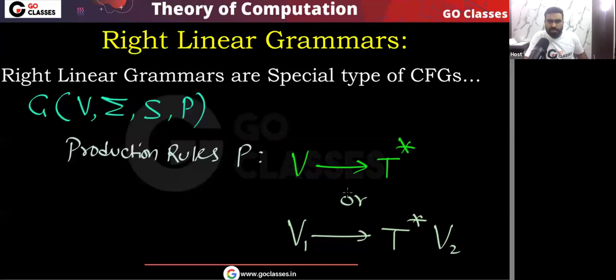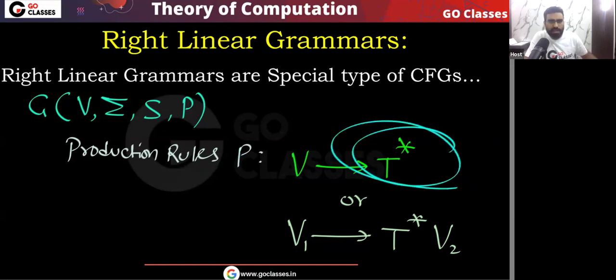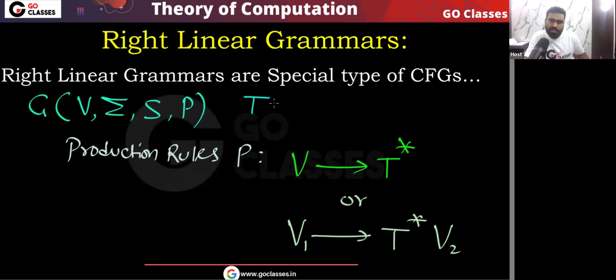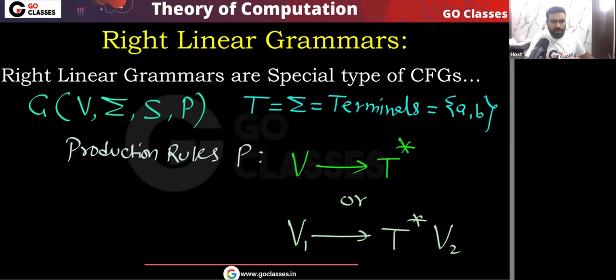It means that on the RHS, in any production rule, either we have no variable, you can see the sequence of terminals. What is this T? This T is basically sigma. I told you this T is the same as sigma. These are called alphabet, or you can call them terminals. For example, you can have a, b. Very simple point.